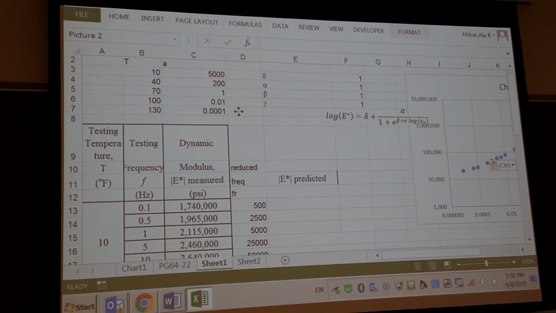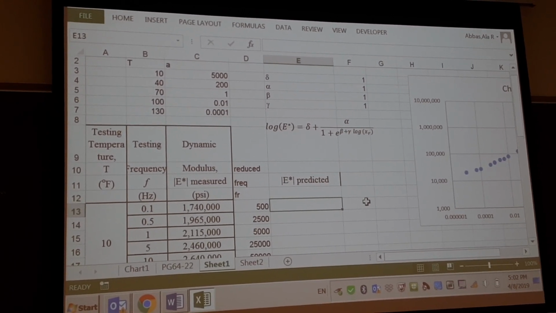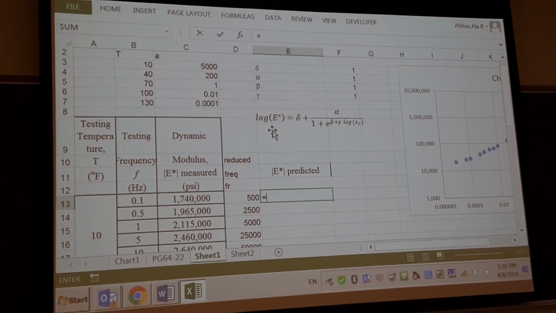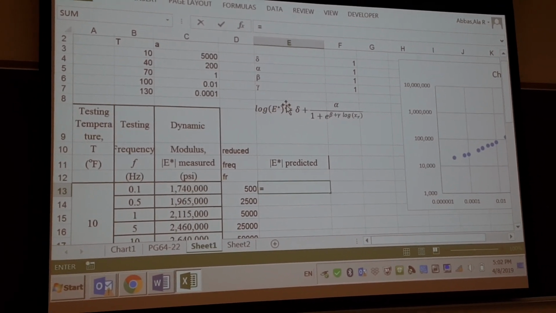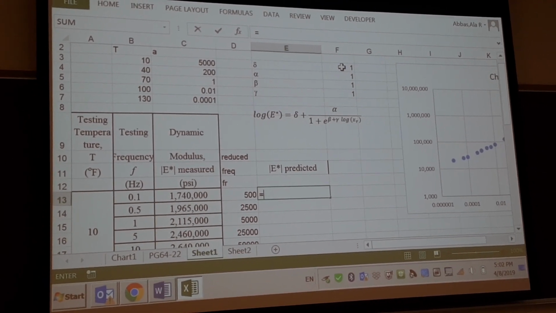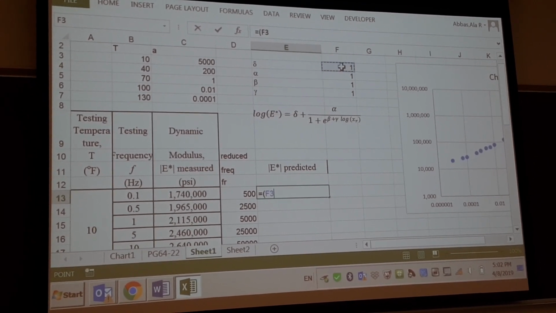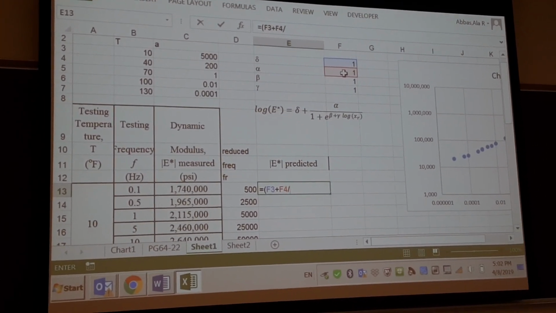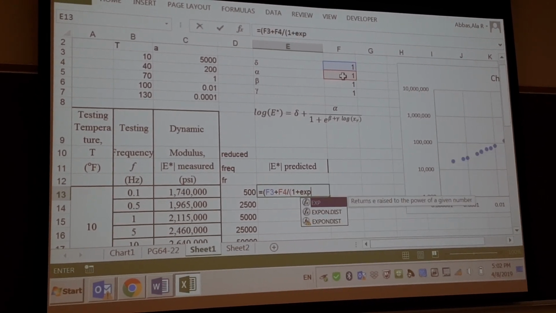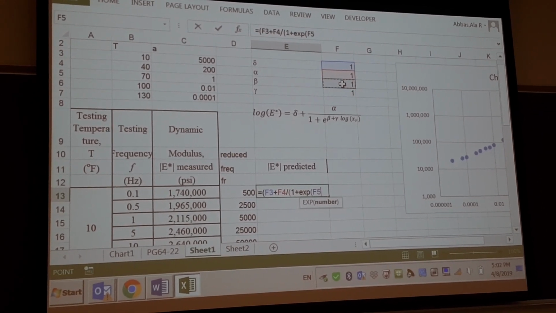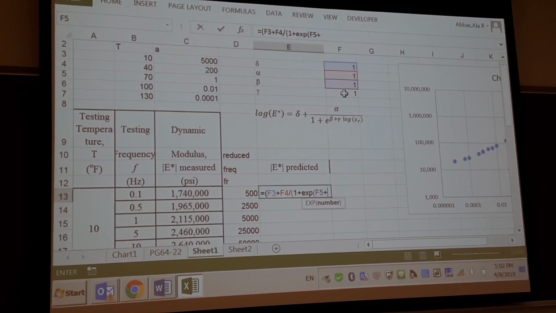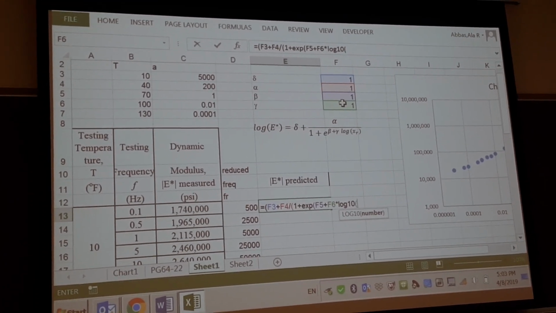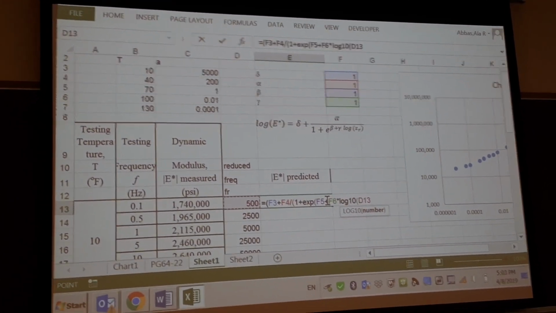For the model, I have delta. Notice in here that you have log, so we're going to take care of this log in a second. But delta plus alpha over 1 plus exponential of beta plus gamma times log 10 times the frequency, which is the reduced frequency.